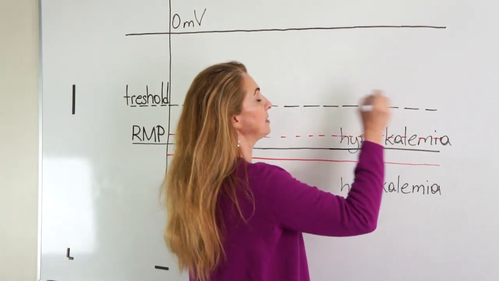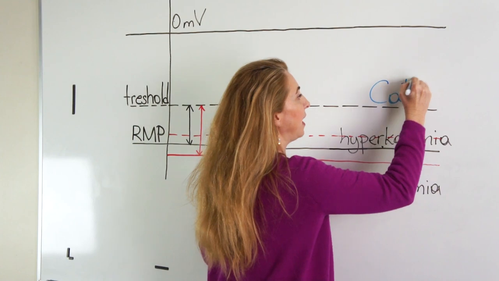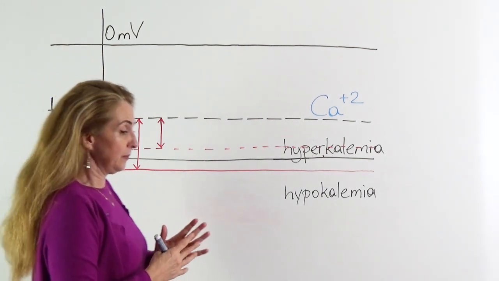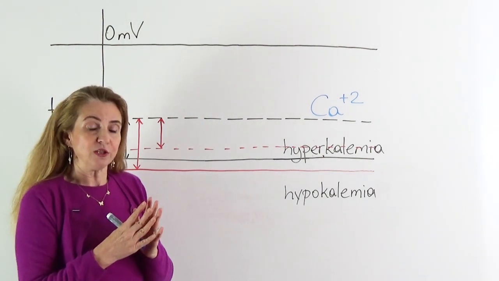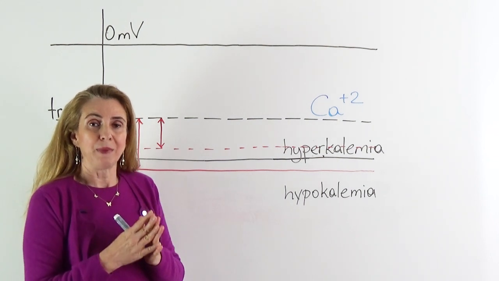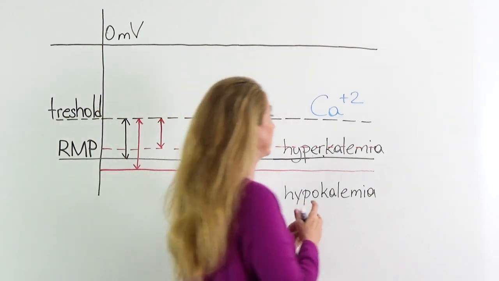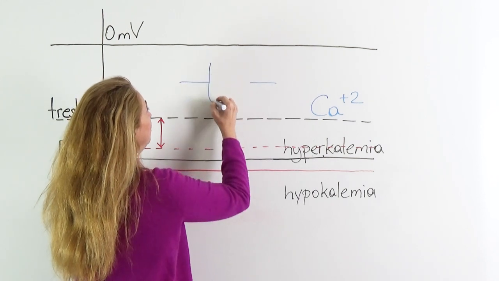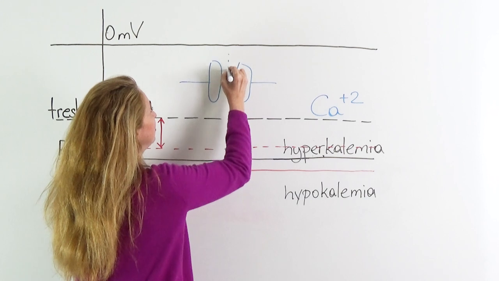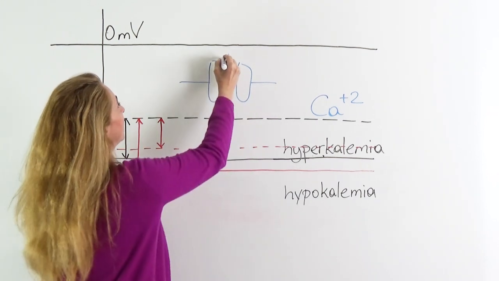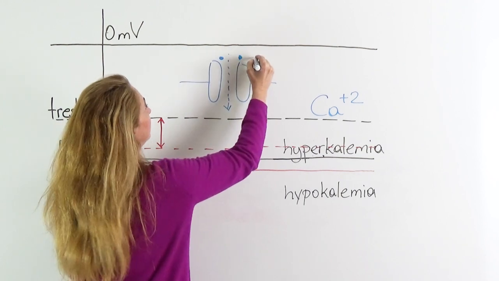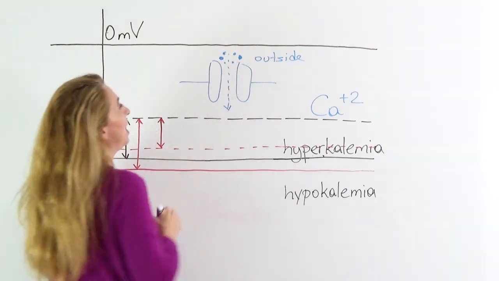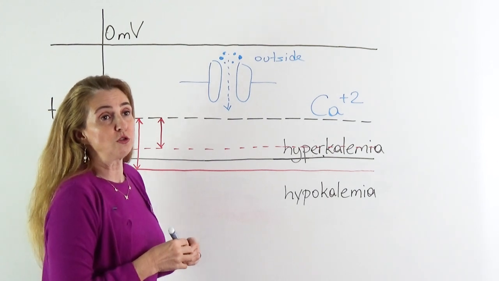The effect of threshold is by another ion, and this time our ion is calcium. Calcium ion is attracted to the voltage-gated sodium channel, but it cannot pass through it. If you talk about the cell membrane with a protein forming the channel through which sodium passes, calcium ions on the outside of the cell come and accumulate around the opening of the voltage-gated sodium channel.